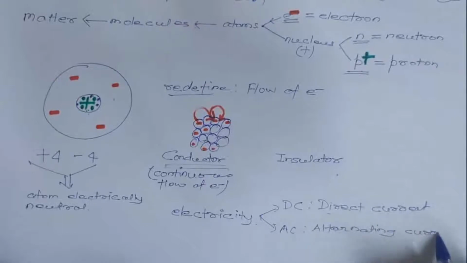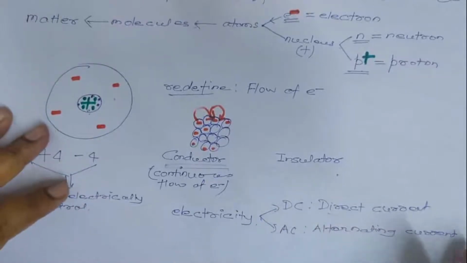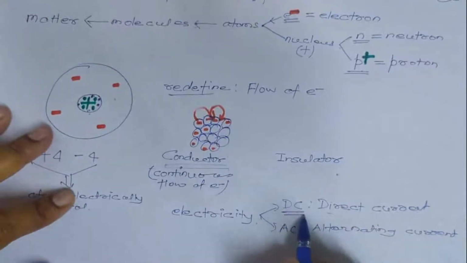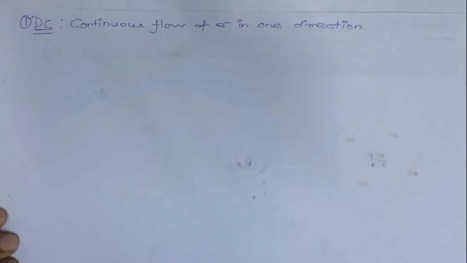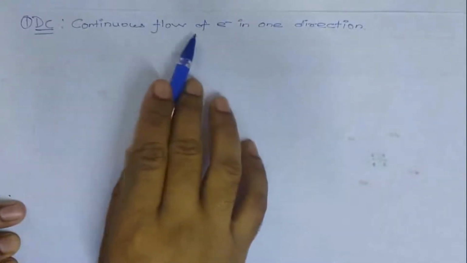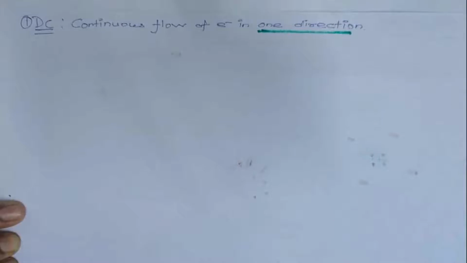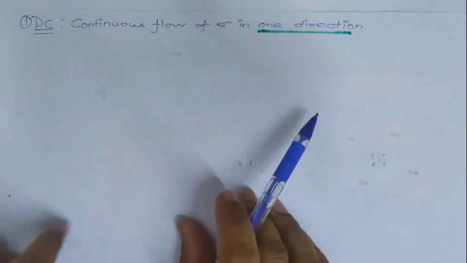Let us try to understand DC first and then we'll go through AC. We're going to talk about DC. Here I have written the definition of direct current. It is continuous flow of electrons, just pay attention, in one direction. So this one direction is a keyword which we have to keep in our mind. I'll explain it more.